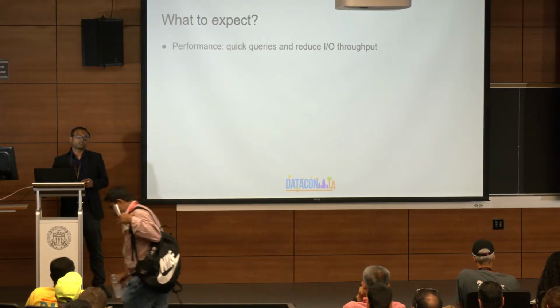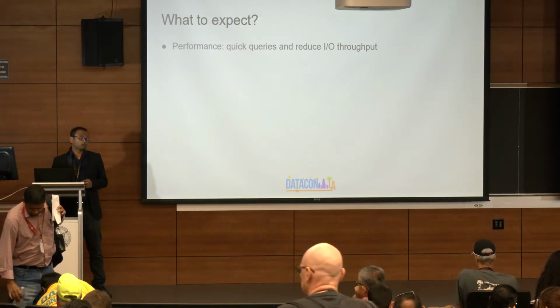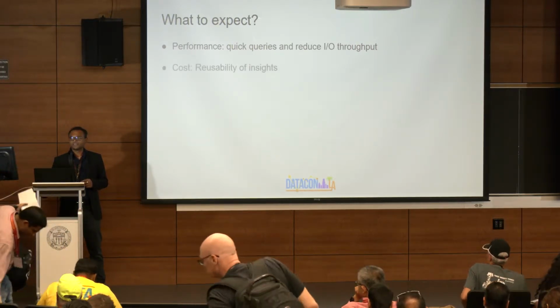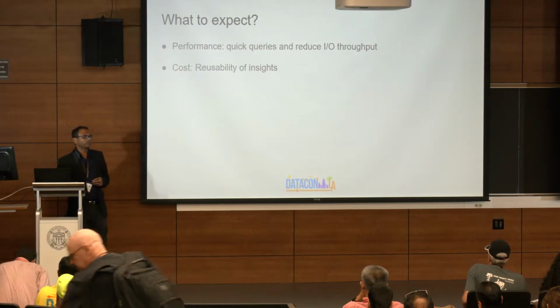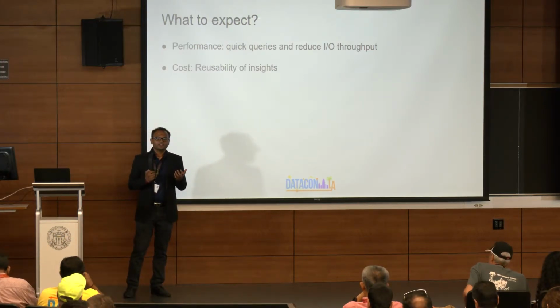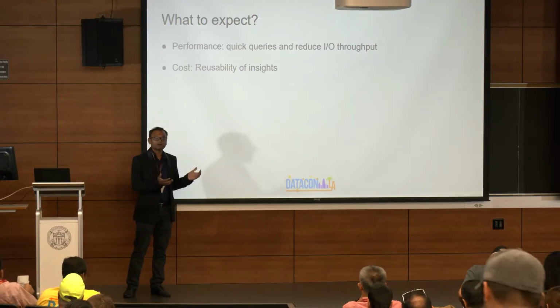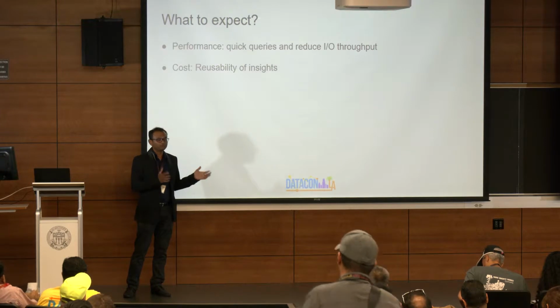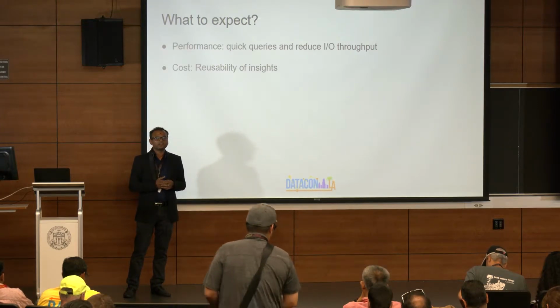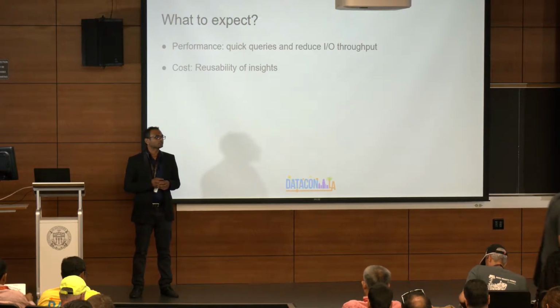The first thing is performance. The query should be faster and the I/O throughput should be reduced. The second is cost. One of the things that we usually misunderstand is that storage is cheap on big data. We have too much processing power on this distributed platform. But that doesn't mean that we should just create more and more models. We should still think about reusability.